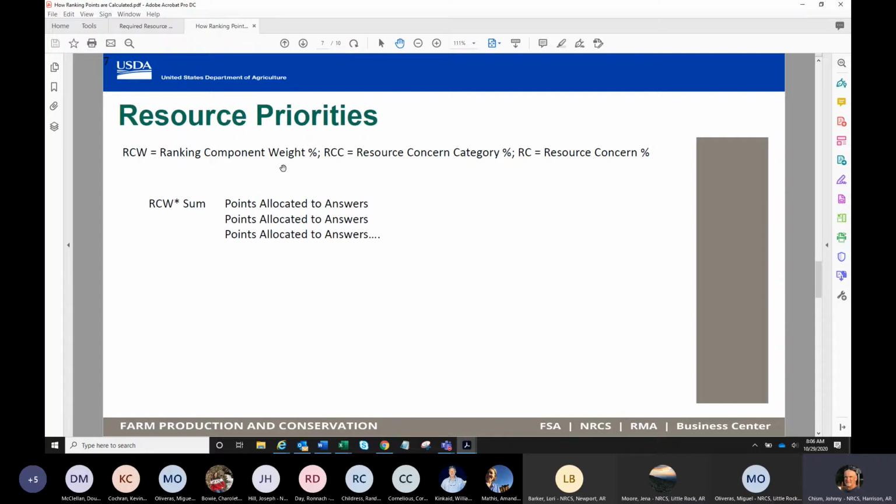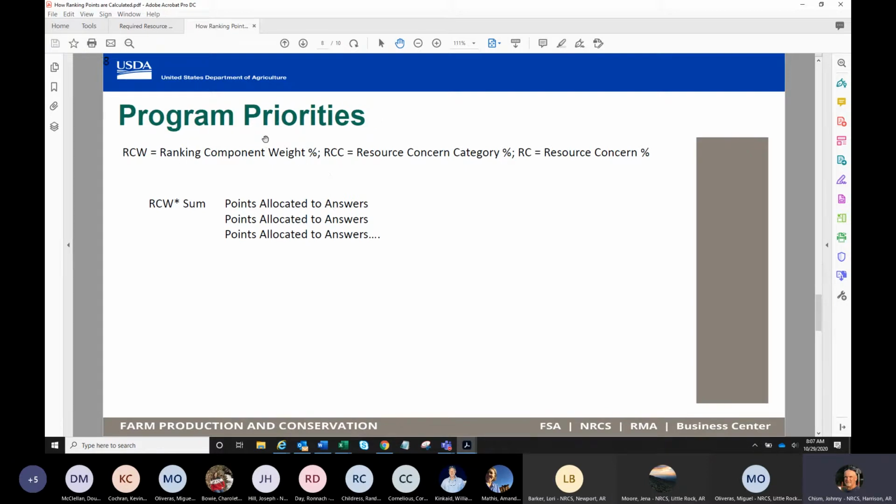Then we have the resource priorities, and these are a set of questions, varying depending on how many questions there are. But basically, each answer to the question has points assigned to it. So those points are all totaled up and then multiplied times the ranking component weight to give us the resource priorities.